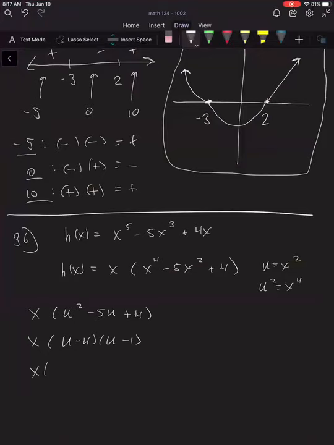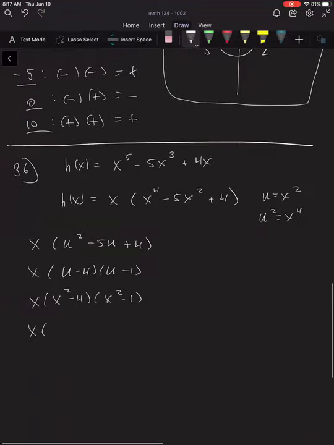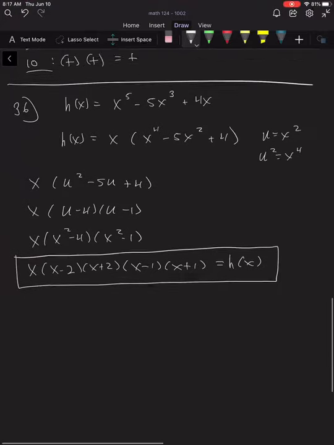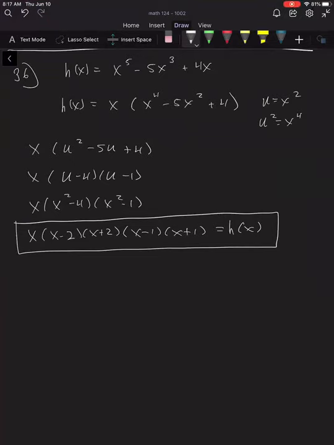Okay. Then we'll have (x squared minus 4)(x squared minus 1). And then we can keep factoring. So this is going to be (x minus 2)(x plus 2), and this will be (x minus 1)(x plus 1). So this right here is how we could have h of x completely factored. So now we've got to find the zeros. So our zeros here, we're going to have x is equal to 0, x is equal to 2, x is equal to minus 2, x is equal to 1, x is equal to minus 1. So those are all the zeros for h of x.